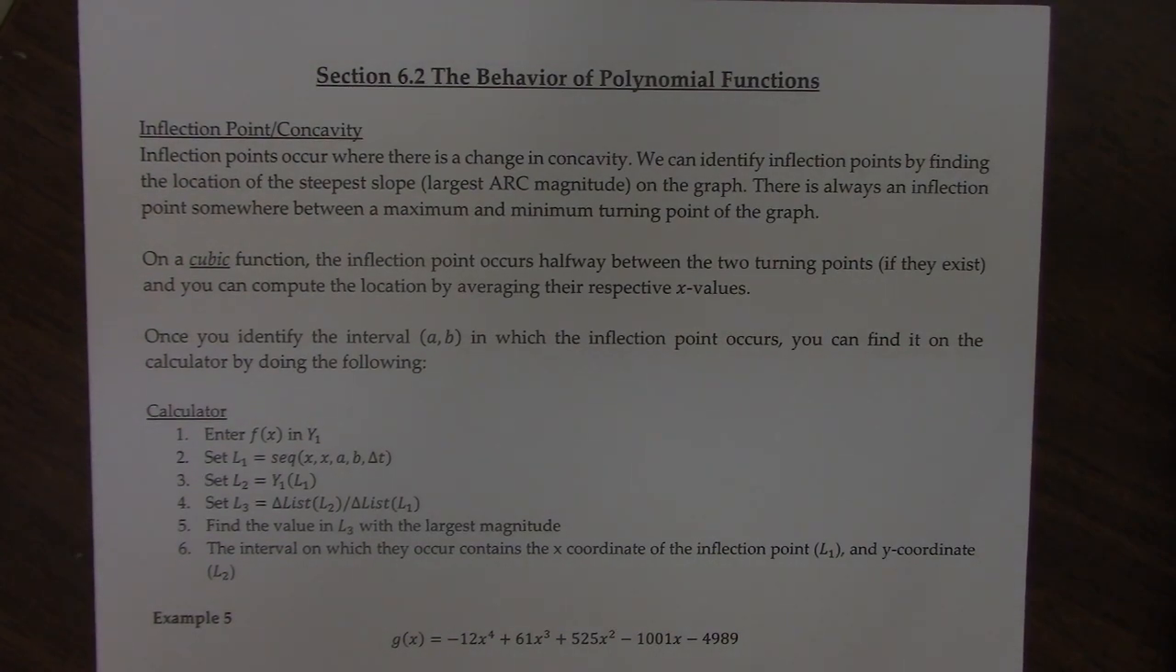So if you find a maximum and a minimum on a graph, then somewhere between those points, the concavity had to change and create an inflection point. On a cubic function, the inflection point occurs halfway between the two turning points if they exist, and you can compute the location by averaging their respective x values. Once you identify an interval in which an inflection point occurs, you can find it on the calculator by doing the following. So this is where we find the ARC value and then we look for the biggest possible one.